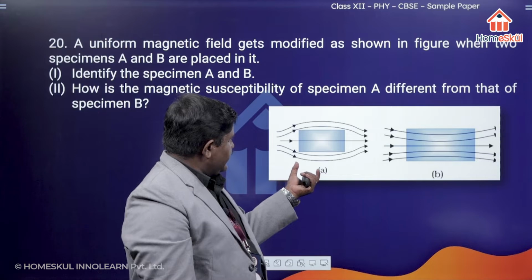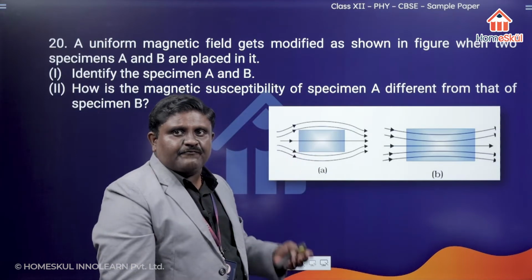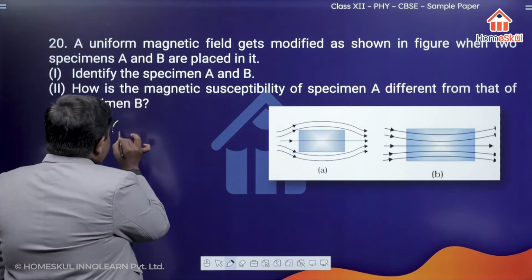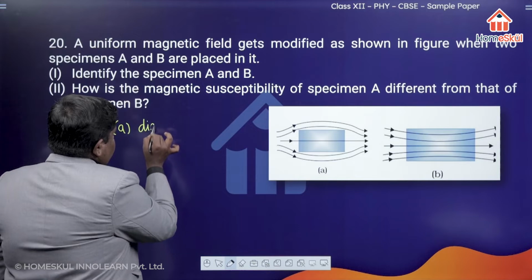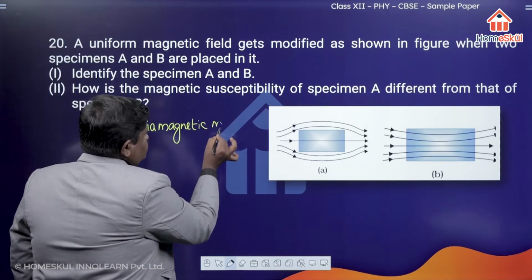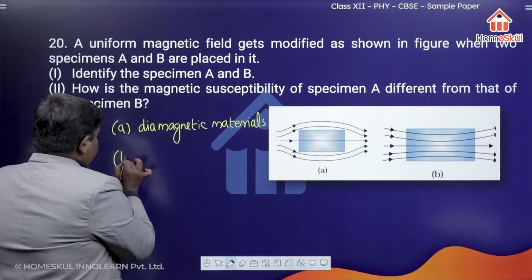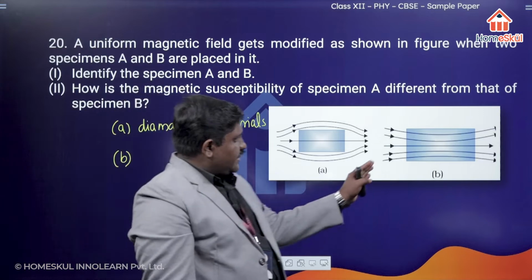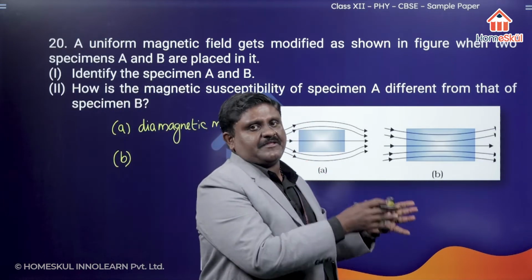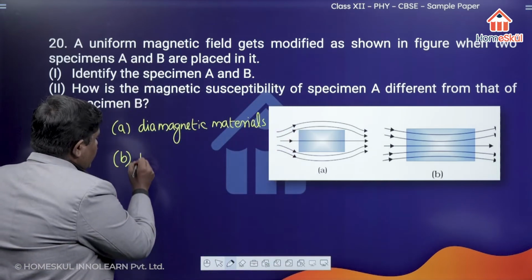In the figure, A, the specimen repels the magnetic field. In which material does the magnetic field repel? That is diamagnetic material. Then in B, all the magnetic field lines are passing through the specimen, right? So that one is paramagnetic material.